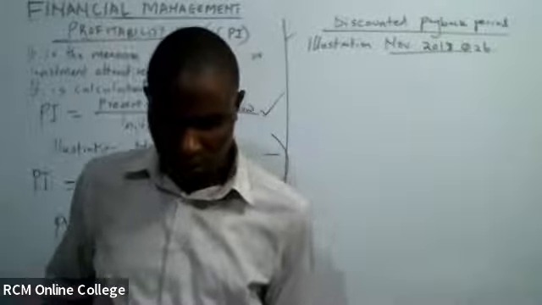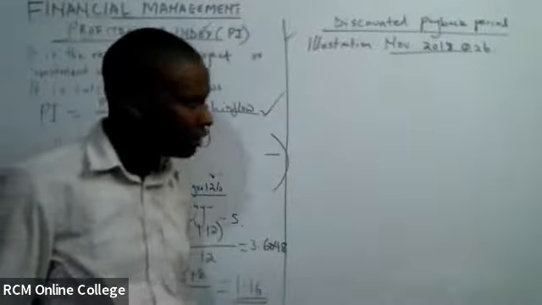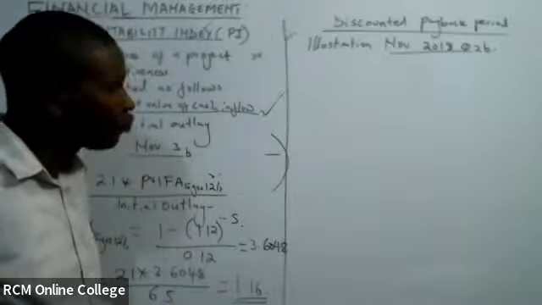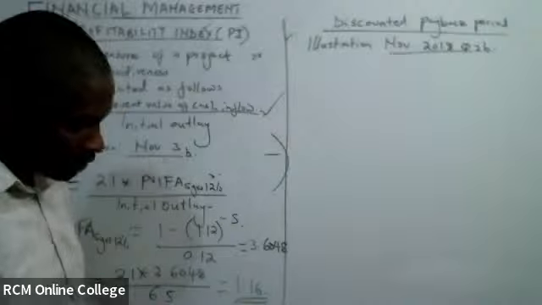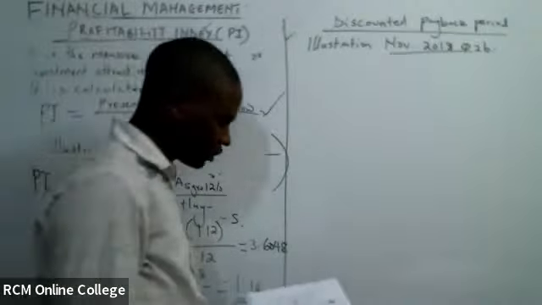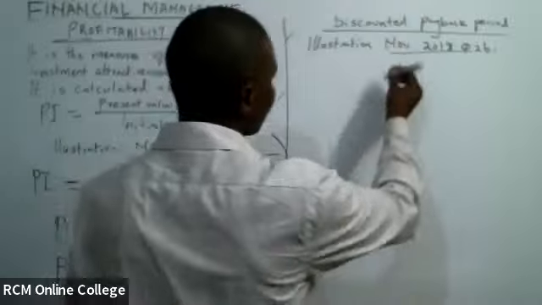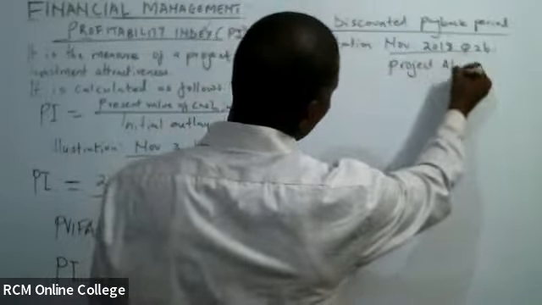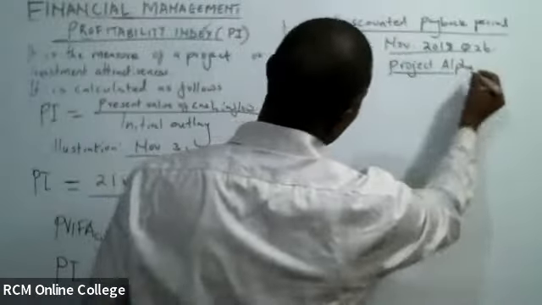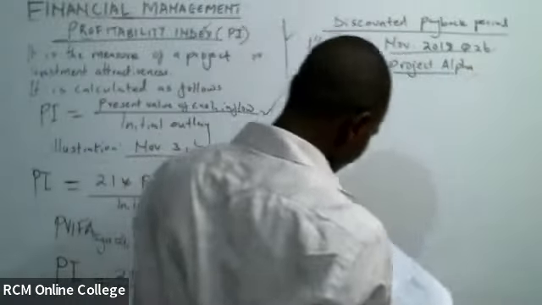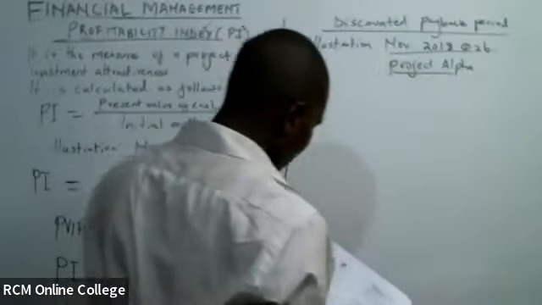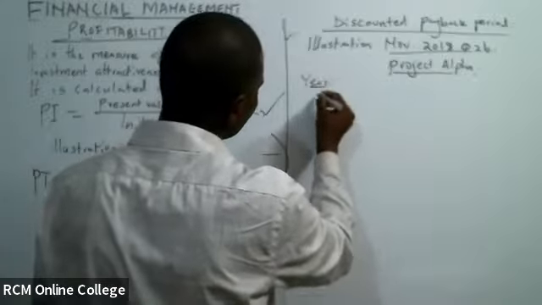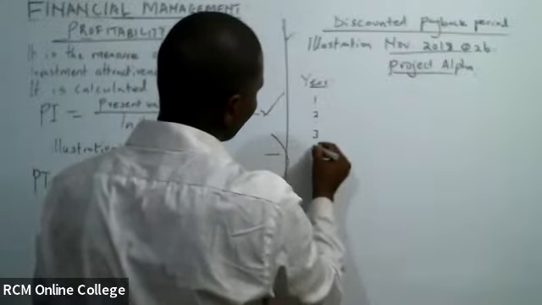All right, thank you so much, Marianne, for that. That's a nice question. So we need to use the discounted payback period to solve this. We can start with the first project, which is Project Alpha. I can see we have 4 years. This project has 4 years. So the first thing, we identify our years here: Year 1, 2, 3, and 4.